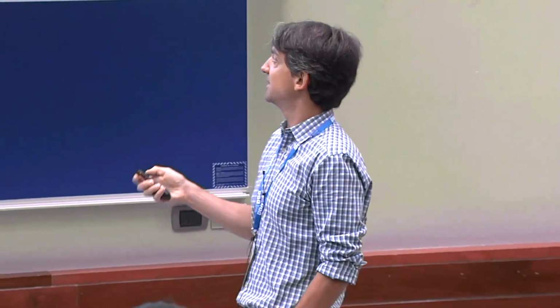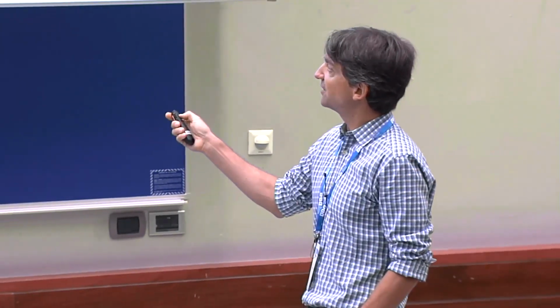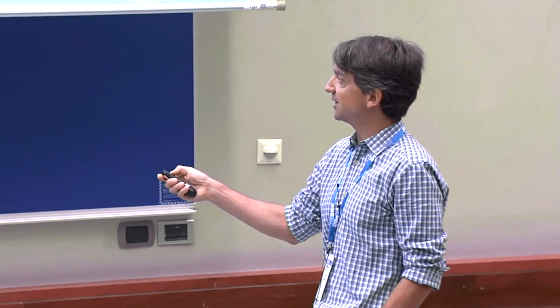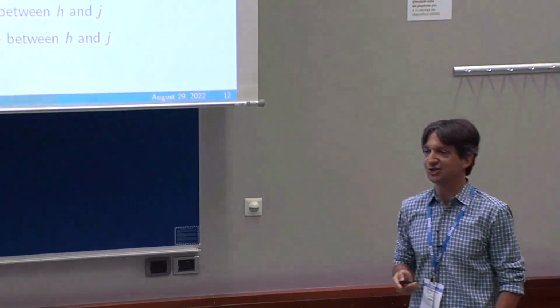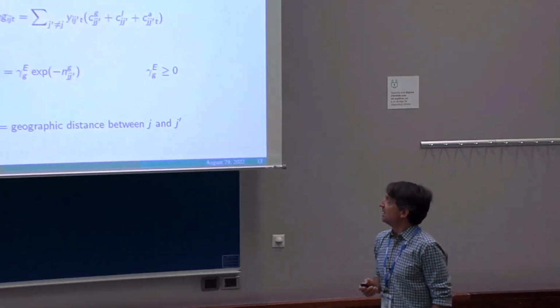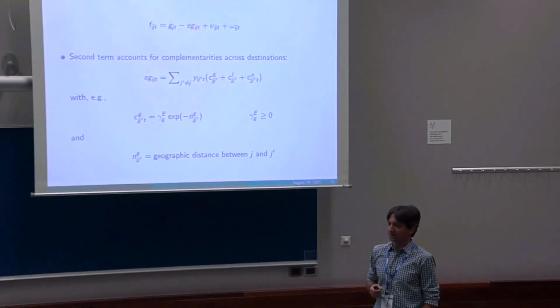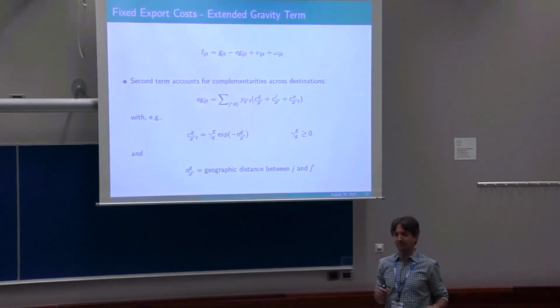And for us, far away, we are projecting distance on 3 dimensions. So it can be geographically far away, it can be linguistically far away, or it can be far away in a regulation sense. And regulation sense for us is basically how deep is the deepest trade agreement between destinations H and J. The key novelty is the second component that we call extended gravity.